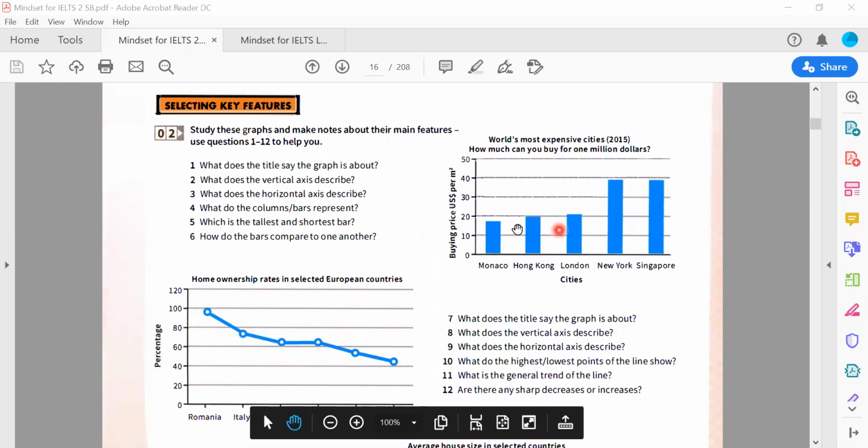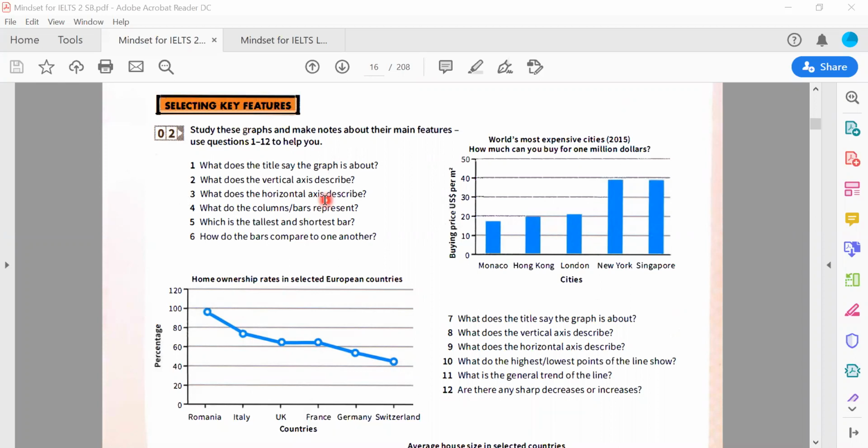So in exercise 2, let's do some of them and then we will see. First one, what does the title say about this graph? What is it about? It is about the world's high-price, or expensive, cities in 2015. Yeah, exactly right.